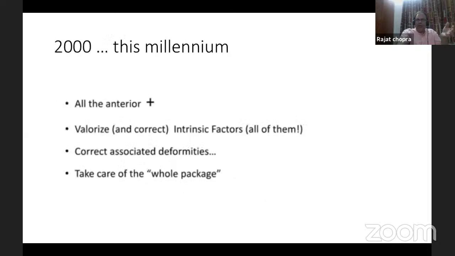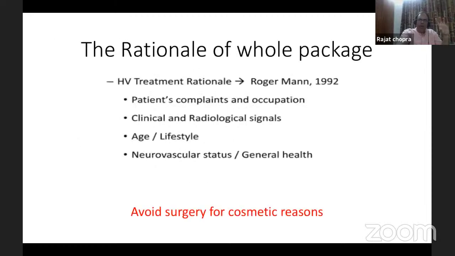Over the years, we have started to look at the whole package. For me, patient complaints and occupation are very important. What is his main complaint? Do the radiological and clinical signs match? The age and lifestyle of the patient will also decide what surgery you are going to offer, as well as the neurovascular status and general health. Plus, you should also ask the expectation of the patient. If you are doing it for cosmetic reasons, then your results are going to be poor, trust me.